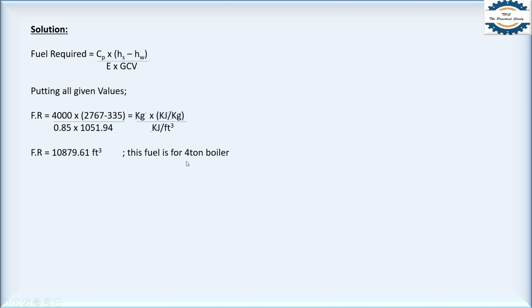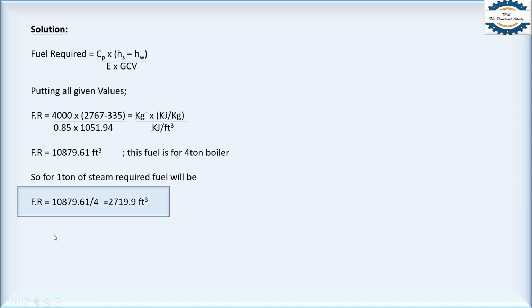But this fuel is for the 4-ton boiler, and we need to calculate the fuel requirement for 1 ton of steam. So simply, we will divide it by 4. We get the answer 2719.9 cubic feet of natural gas. 2719.9 cubic feet of natural gas will be required to produce 1 ton of steam from a boiler whose efficiency is 85%.